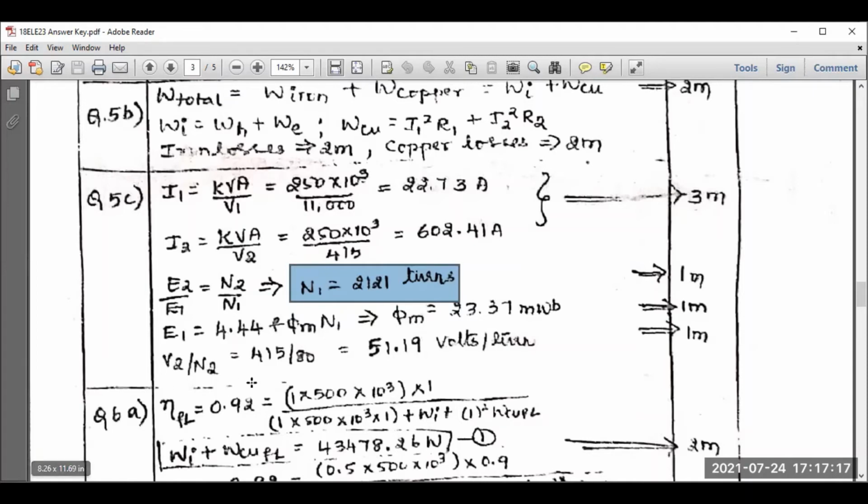Then V2 by N2 needs to be calculated. V2 is already available, N2 is equal to 80, so that is equal to 51.19 volts per turn. If you complete that, you can get the complete marks. Don't leave even a single mark. You can score it easily. So that's the speciality of this paper.